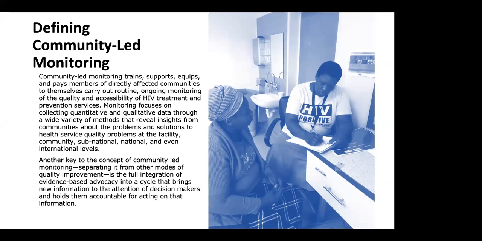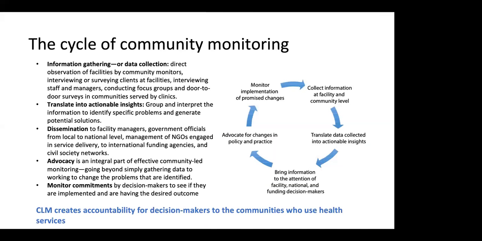The kind of monitoring we're talking about is collecting data through a wide variety of methods, including observations at the facility level. It includes a wide variety of data collection opportunities. But the key point is that it reveals insights about what the community understands the problems to be and generates solutions to the problems at the facility, community, subnational, national, and even international levels. And that is linked to a cycle of accountability.